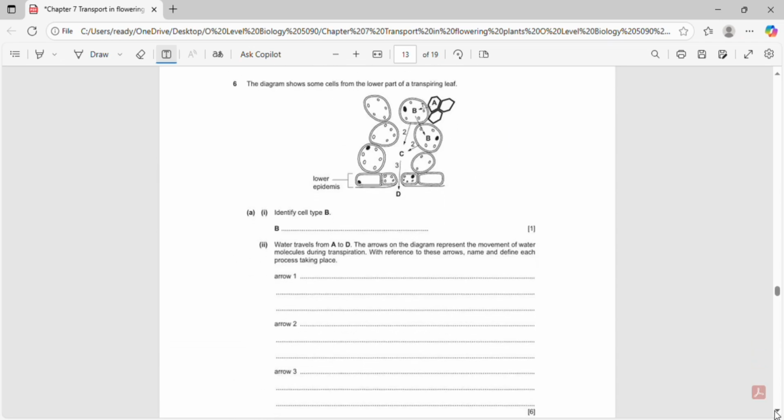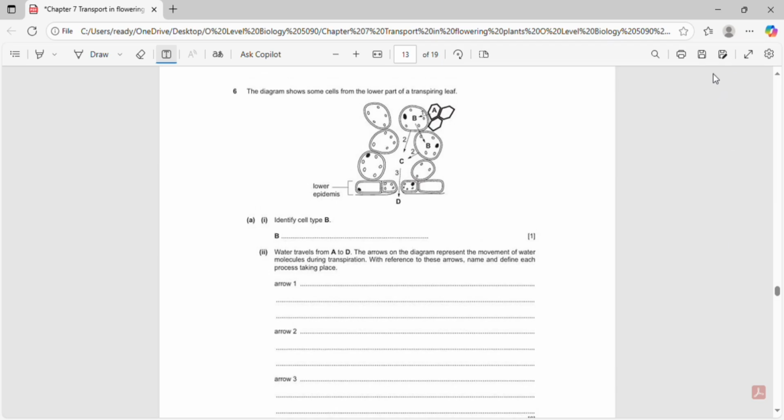Then, we have a diagram that shows some cells from the lower part of a transpiring leaf. We can see the lower epidermis. Part 1 says, identify cell type B. So, we know that cell type B is the spongy mesophyll. Part 2 says, water travels from A to D. The arrows on the diagram represent the movement of water molecules during transpiration. With reference to these arrows, name and define each process taking place.